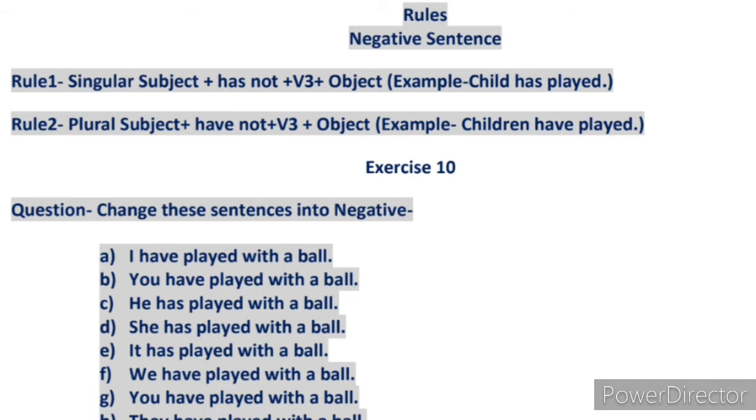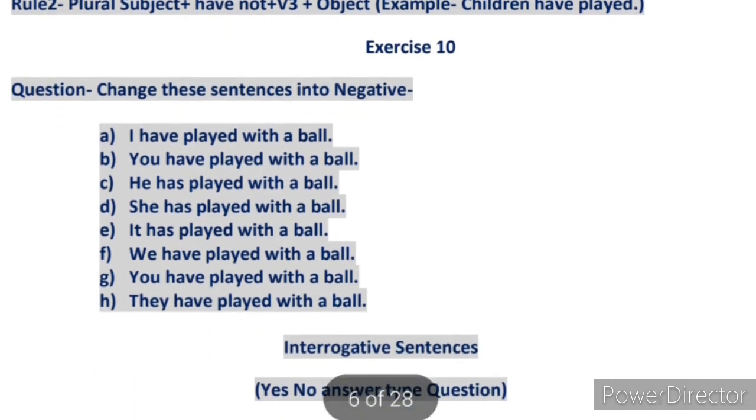So for the next rule, plural subject plus have not plus V3 plus object. For example, children have not played. Here we will solve some exercises. First is, I have played with a ball. The answer will be, I have not played with a ball.